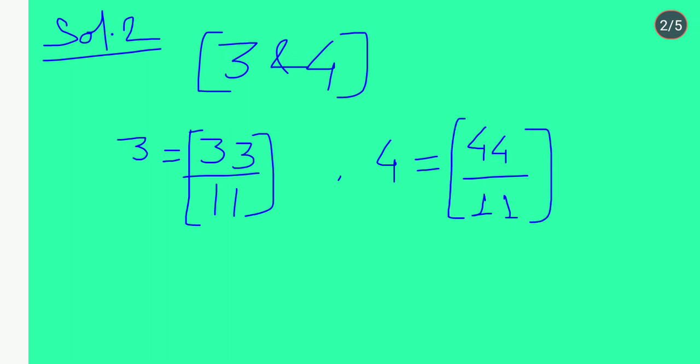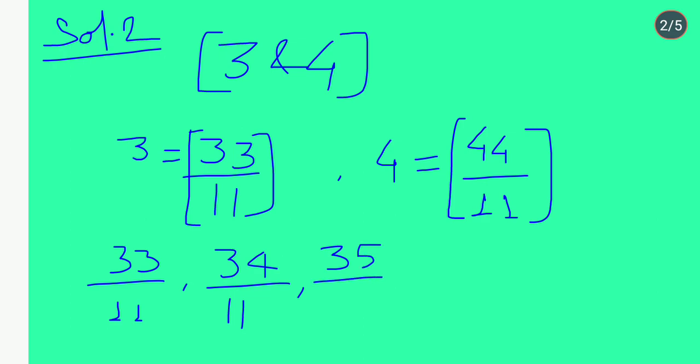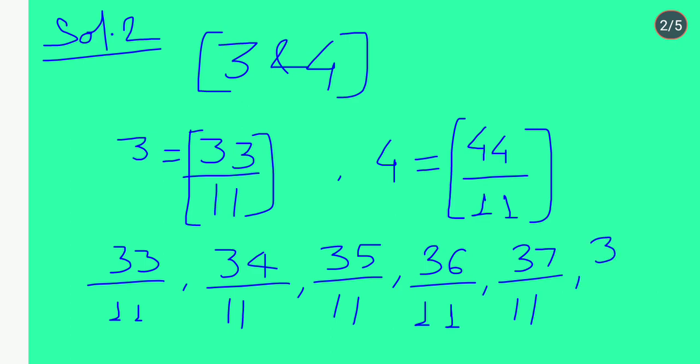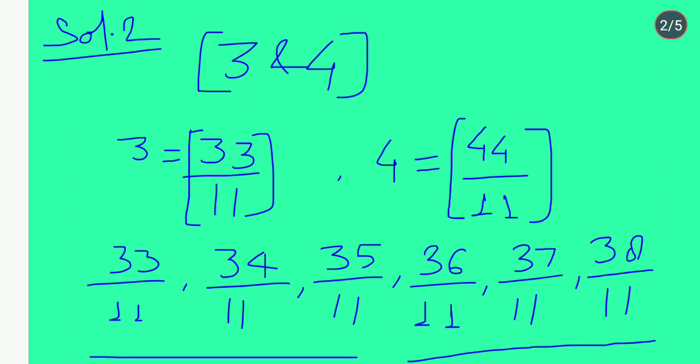So you can write 33 by 11, 34 by 11, 35 by 11, 36 by 11, 37 by 11, 38 by 11, and so on. So these are 6 rational numbers that lie between 3 and 4. So this was your solution number 2.